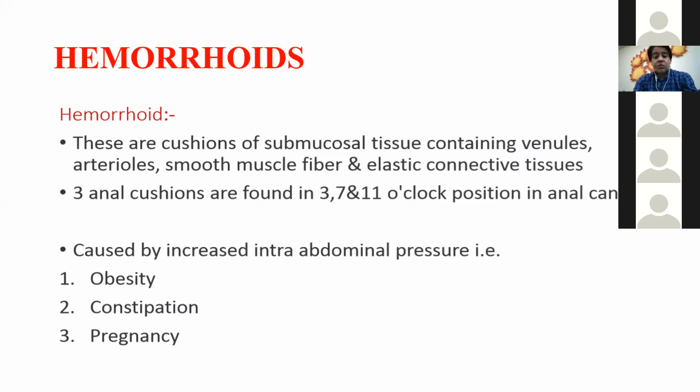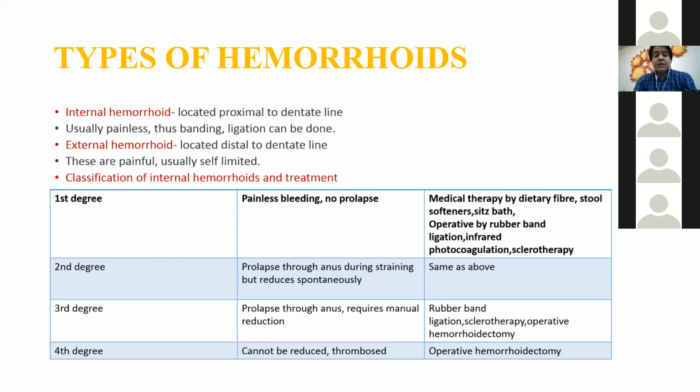As I told you, there are two types of hemorrhoid. One is internal hemorrhoid. Second is external hemorrhoid. The internal hemorrhoid is located proximal to the dentate line, while external is located distal to the dentate line. Both can present with bleeding, but internal hemorrhoid usually presents with painless bleed, while external hemorrhoid almost always presents with painful bleeding. Internal hemorrhoid is again divided into 4 degrees: first degree, second degree, third degree, and fourth degree, on the basis of prolapse. I will show you for your convenience.